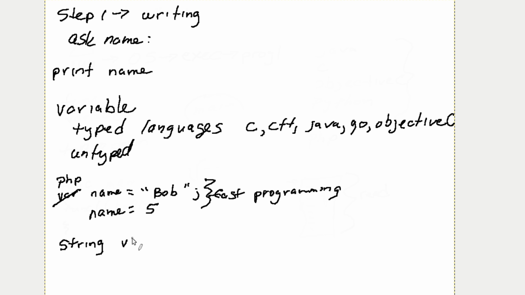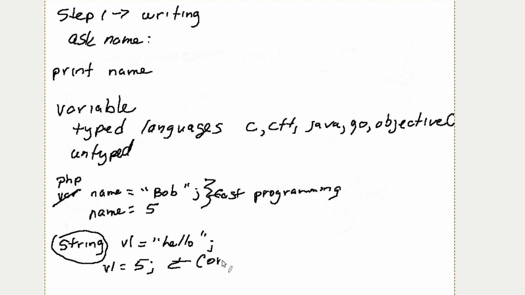v1, and I'm going to set it equal to hello. So in this case, using the string keyword, I've told the compiler that v1 is always going to hold a string. So if I later come down here and say v1 equals 5, that is actually going to cause a compiler error. So when I try to execute or try to compile this code, I am going to get an error at that particular point.